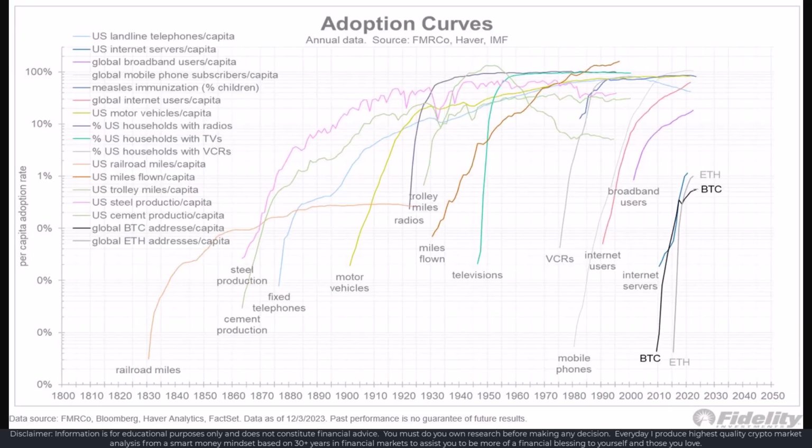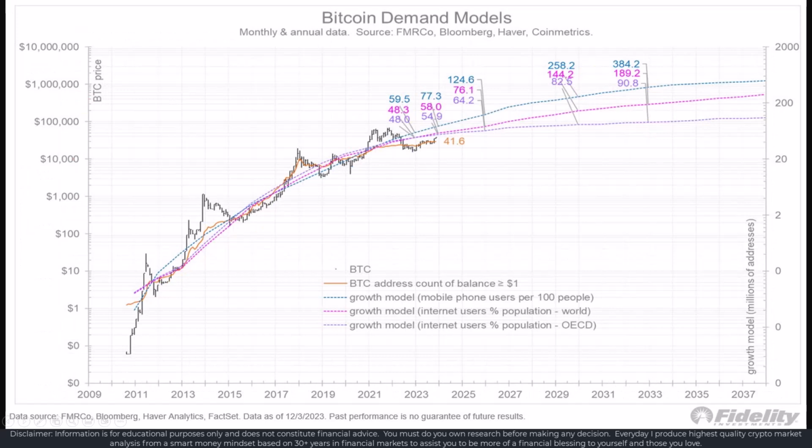Meanwhile, same day, Fidelity Investments comes out and says Bitcoin and Ethereum are hitting adoption. And when it comes to the price paths for Bitcoin, Fidelity Investments expects out at 2033 Bitcoin to be worth at least a minimum of $90,800 up to $384,200. You are very early. And if you're in crypto, it's because you haven't been listening to JP Morgan.